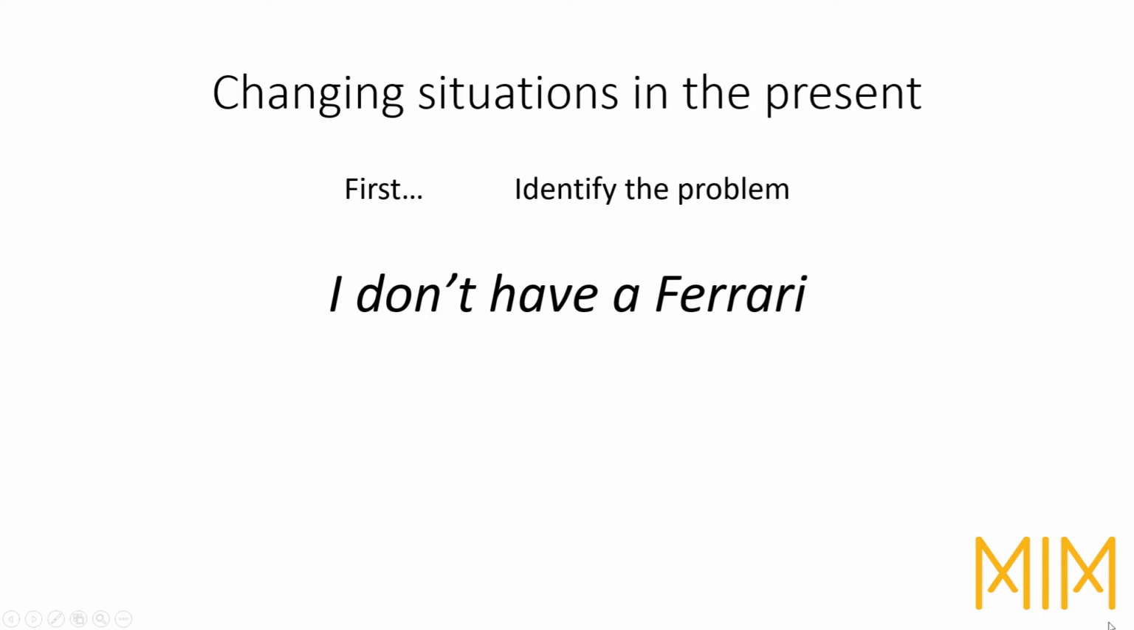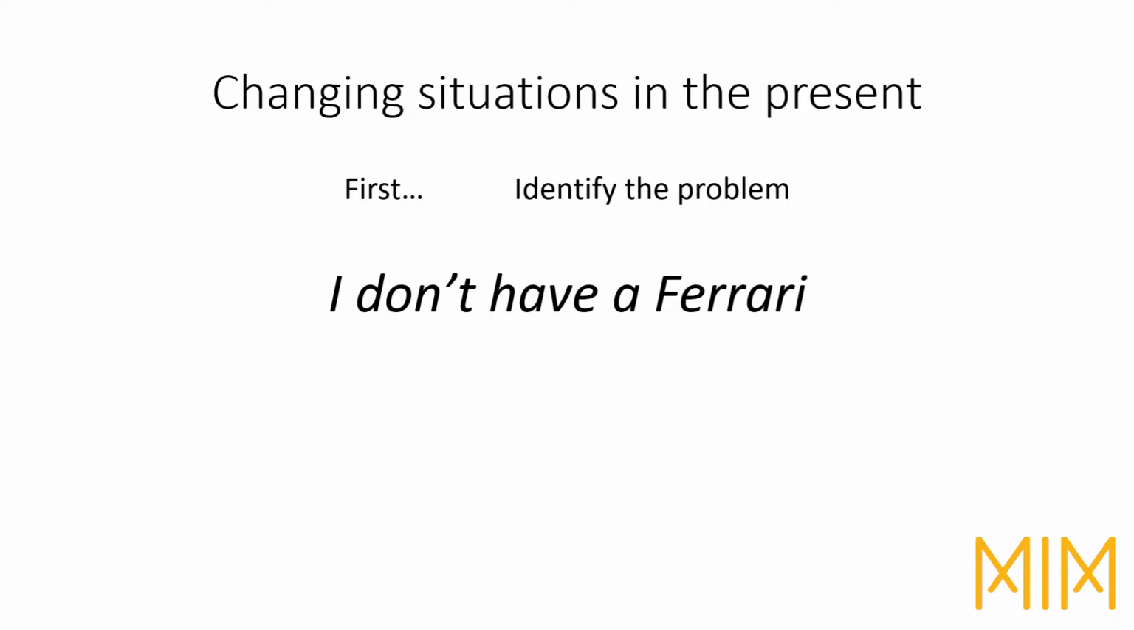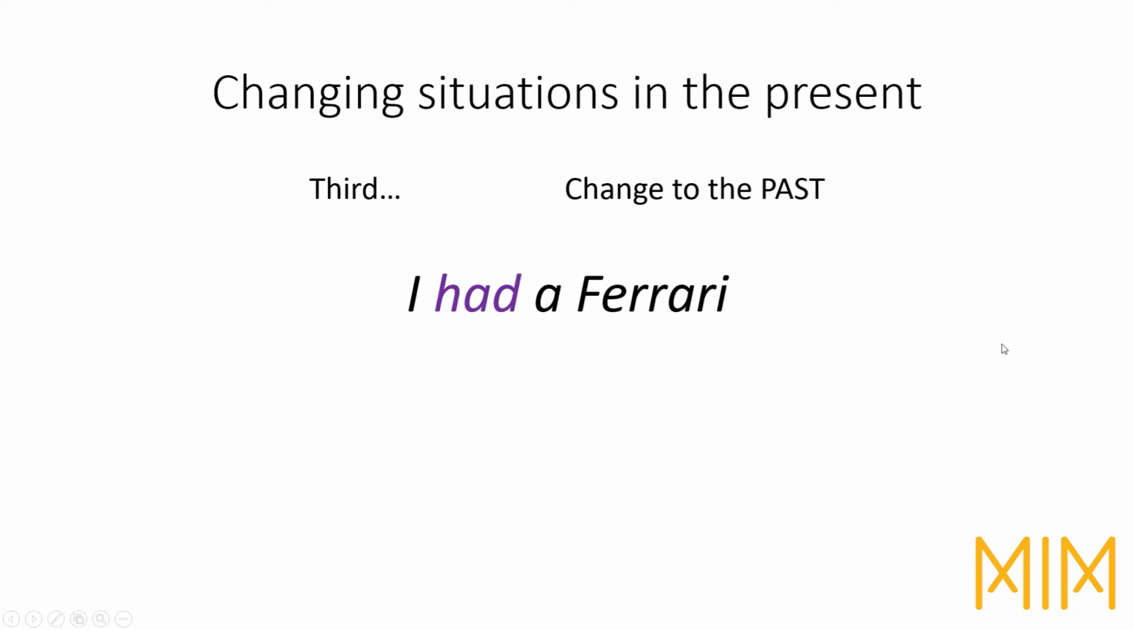So the first thing we need to do is identify the problem. In my case, I don't have a Ferrari. Okay, big problem. I cannot sleep at night because I don't have a Ferrari. So sad. Okay, so the second thing we need to do is fix the problem. So the solution is I have a Ferrari. The problem, I don't have a Ferrari. The solution, I have a Ferrari. This is my dream. My dream is I have a Ferrari.